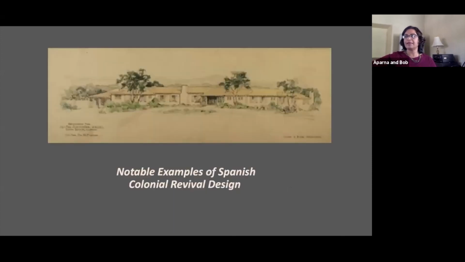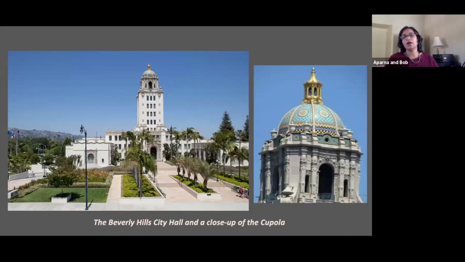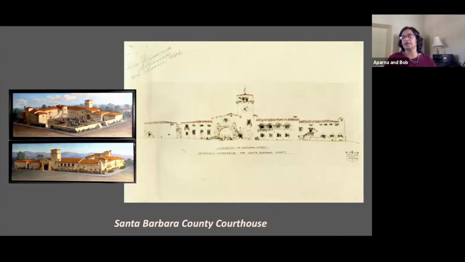Some notable examples of this style include the design of Rancho Santa Fe by architect Lilian Jeannette Rice, and other notable examples also include the city halls of Sonoma, Pasadena, and Beverly Hills. Our own city of Santa Barbara used this style to give our city a unified Spanish character after the widespread destruction of the 1925 earthquake. Here we see our county courthouse designed by William Mooser III, which is a prime example of this style. Our courthouse, along with many other buildings, were inspired by the Spanish colonial revival architecture.